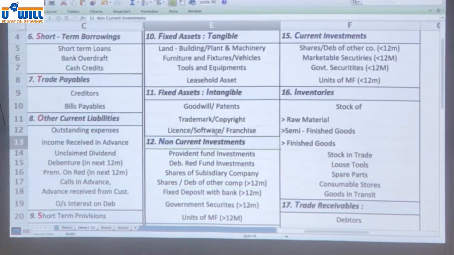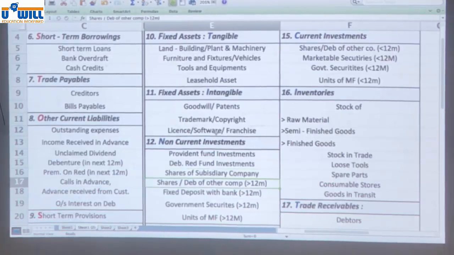Then non-current investment: provident fund investment, debenture redemption fund investment, shares of subsidiary company. You know what is a subsidiary company? And a holding company. A holding company is the company that holds more than 50% shares in another subsidiary company. Okay, that is known as holding and subsidiary. So if I have a subsidiary company, its shares are my investment. I have invested in one company, so that also will come over here as non-current investment.